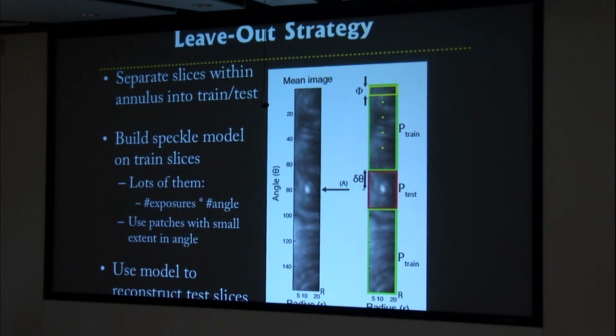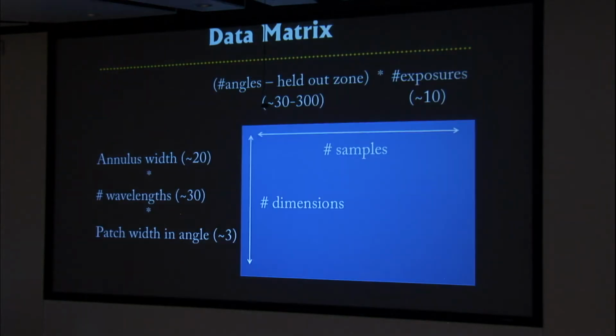So when we do this, the data matrix that we end up using is going to have the number of samples equal to the number of angles we have at a particular radius minus that held out zone, times the number of exposures we have, which would be roughly a dozen. And then each sample will have a dimensionality which is the product of the annulus width, say roughly 20 pixels, the 30 wavelengths, and then some little bit of width in angle, because those speckles aren't just confined to a single row in that strip. They do have some width. Okay, so we take this matrix here.